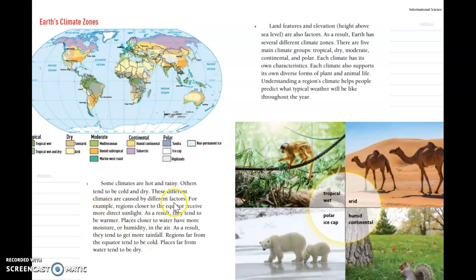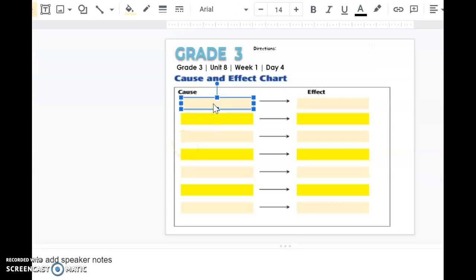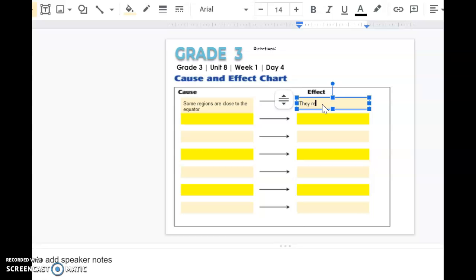So I know from what I read that regions closer to the equator receive more direct sunlight. I just figured out an example of cause and effect. So I'm going to write it down. On my chart, I know that the cause is that some regions are closer to the equator. Do you remember what the effect was of regions being closer to the equator? The effect is that they receive more sunlight.